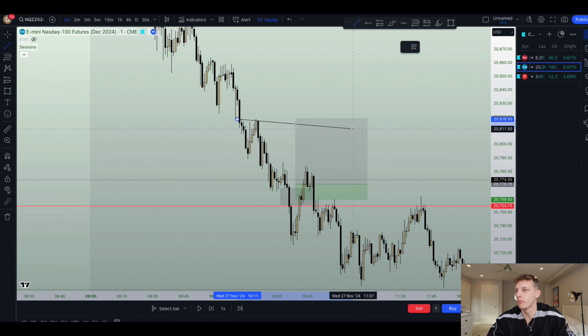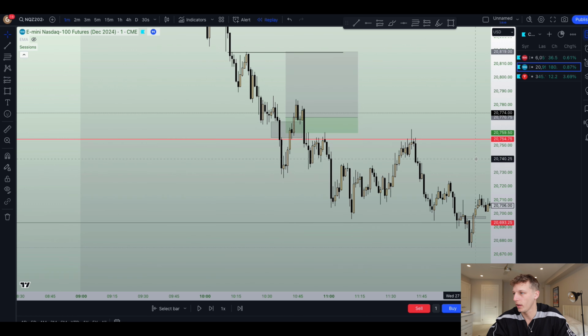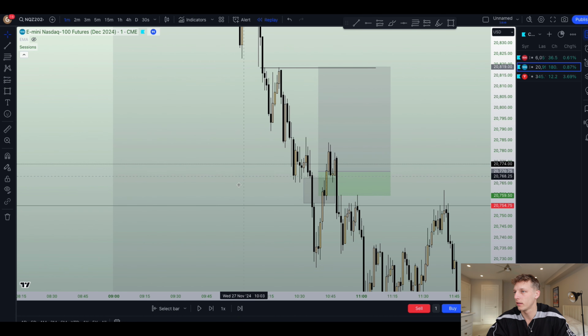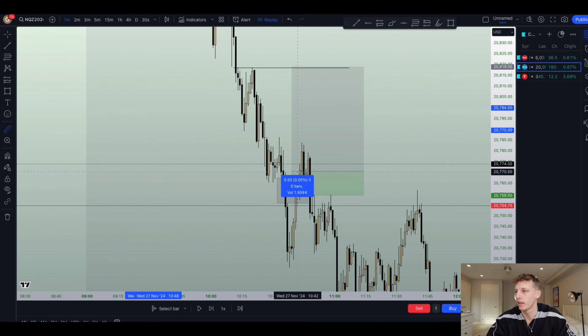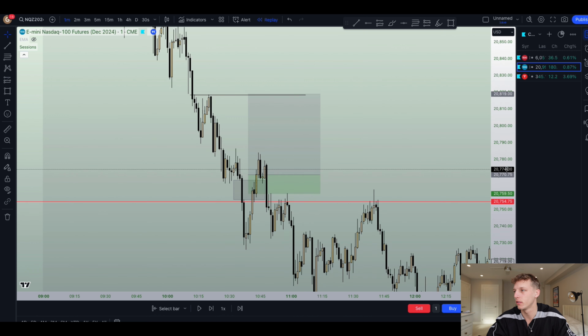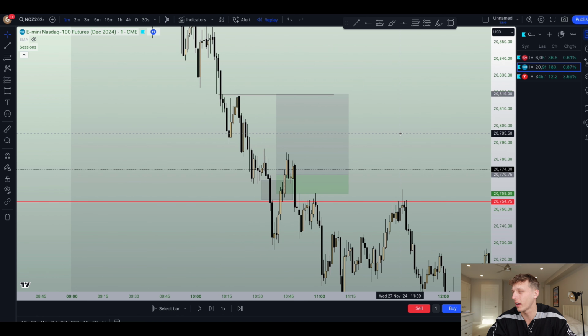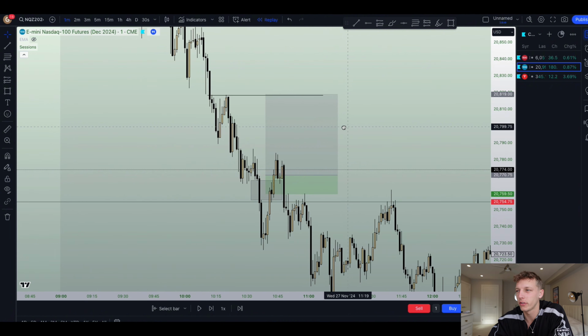So this was my TP, and we entered this trade as soon as we took this low, inverse this fair value gap. As soon as this candle closes, we enter, and we printed about 14 points in the winning direction. So we were 14 points bullish, and I decided to put my stop to break even.